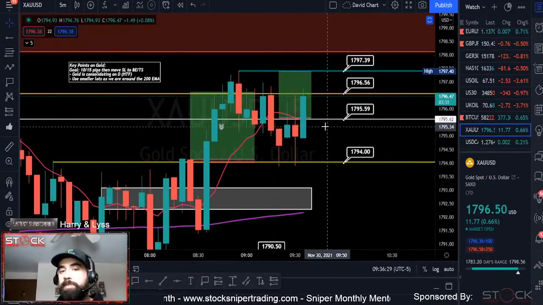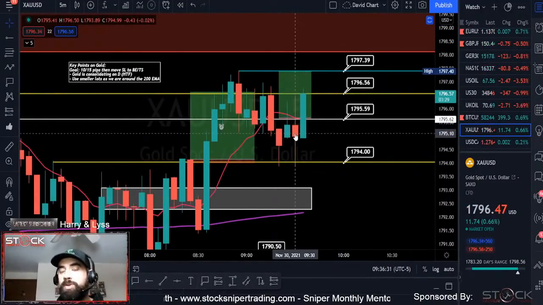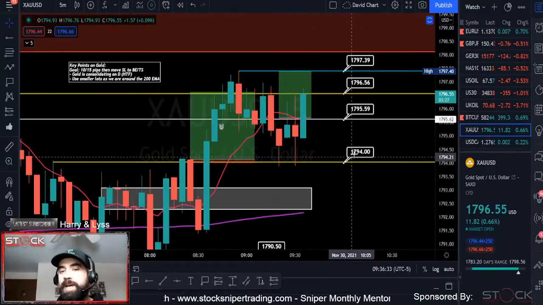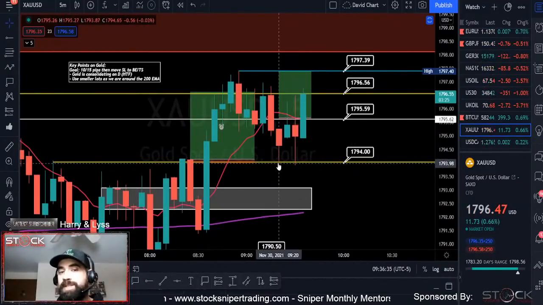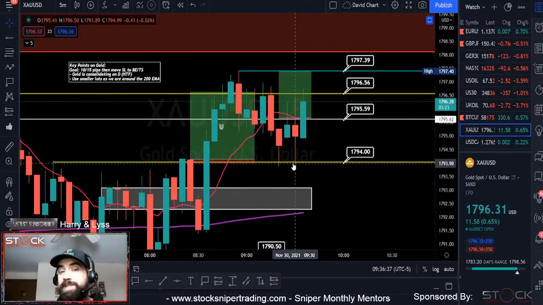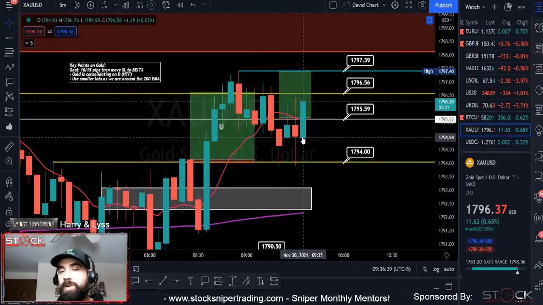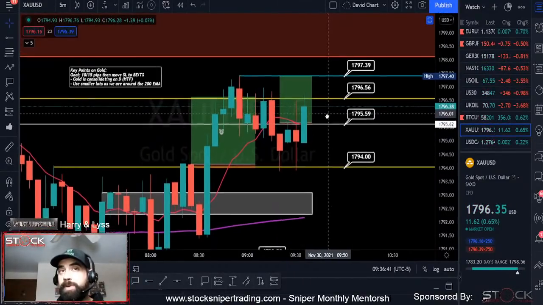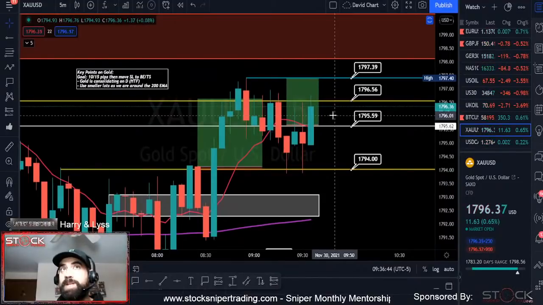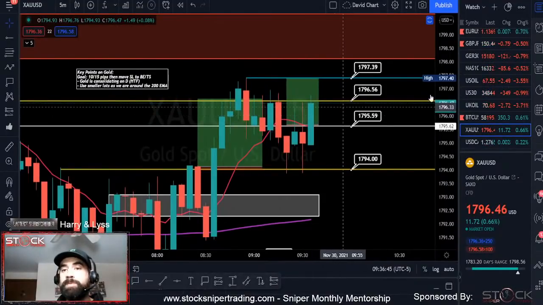Okay, 10 pips. Look at this indecision. This is what killed all that selling pressure right here. As soon as it taps 1794, I told you this is the key area right here. If it breaks here, it's continuing. If it holds here, you're getting your overall buying power, and that's what you're having now on gold.